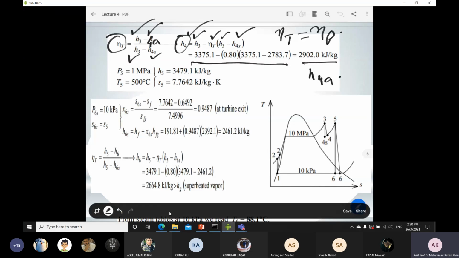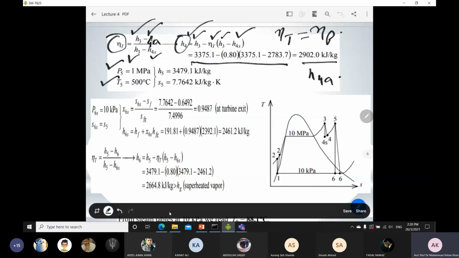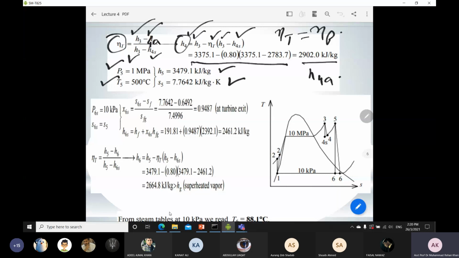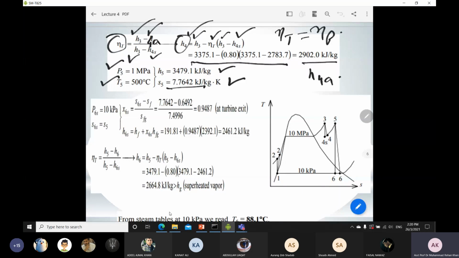Now coming to state number 5, we already know state 5 is also in the superheated region, and pressure 5 is equal to pressure 4. So we know the pressure at 5, and temperature 5 is also given in the question, which is 500 degrees Celsius. Again, you just follow the superheated table, and with the pressure and temperature data you can easily find the enthalpy, and the entropy as well, which is 7.7642.